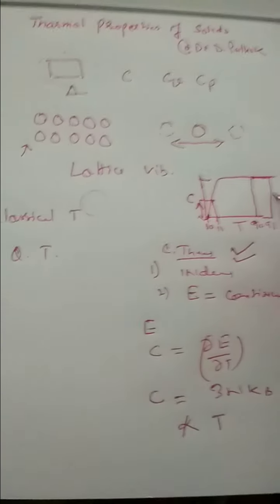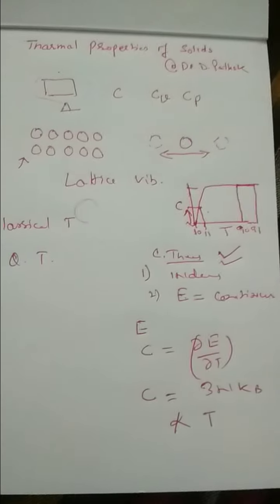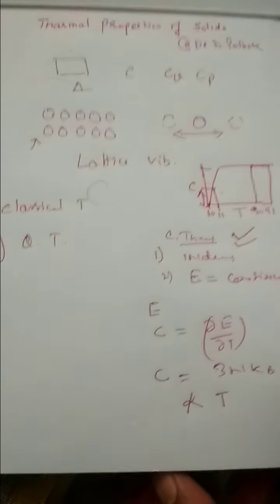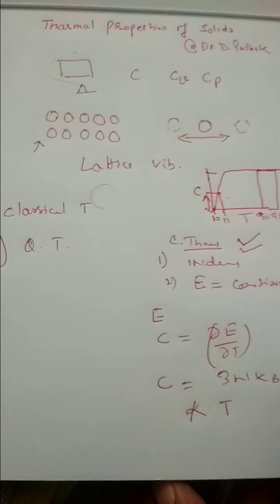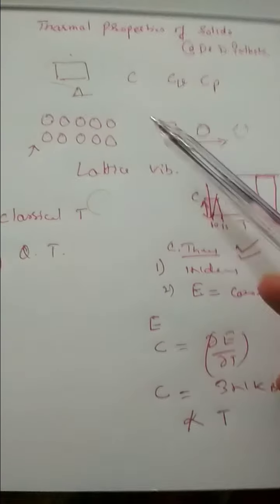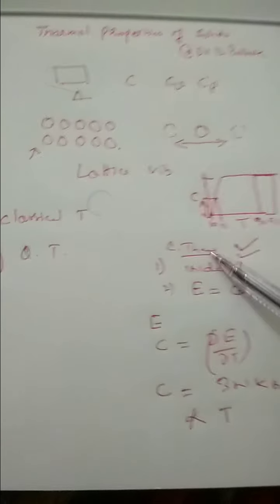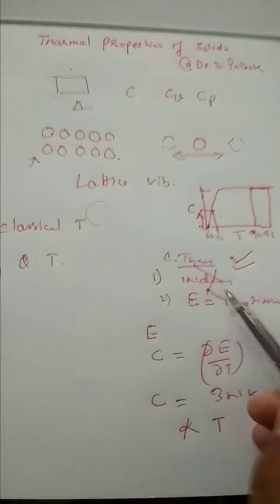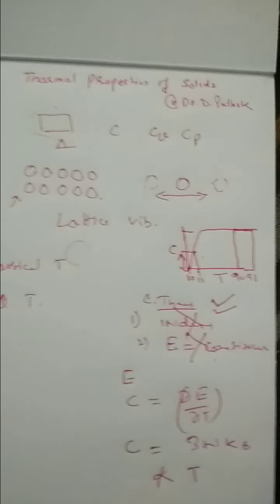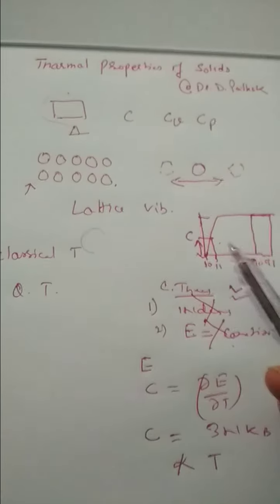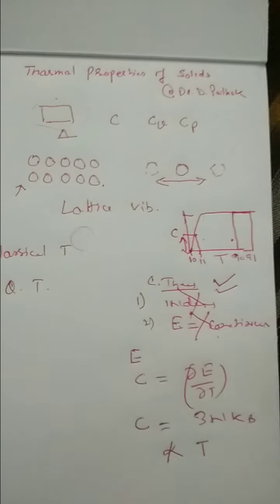But experimentally we see that C has a strong dependence on temperature. So classical theory fails to explain the experimental data, and hence we conclude that the atoms cannot vibrate independently, and also the energy which transfers inside the solid cannot be continuous. So this theory, named the classical theory of specific heat, fails to explain this exact graph of thermal properties of solids.